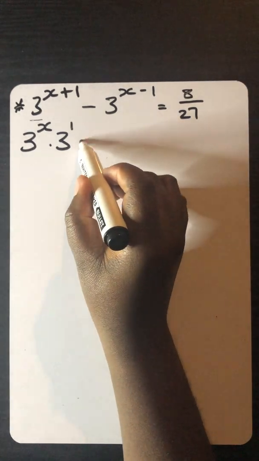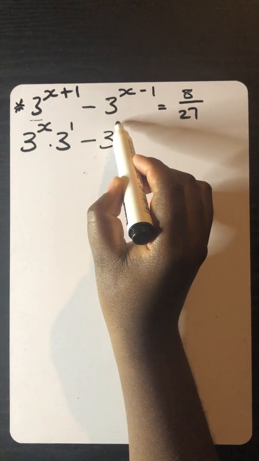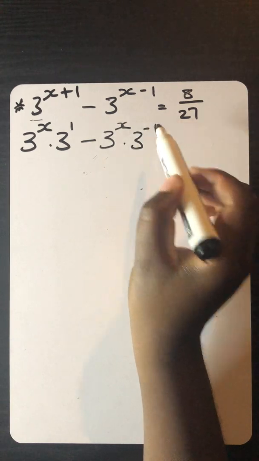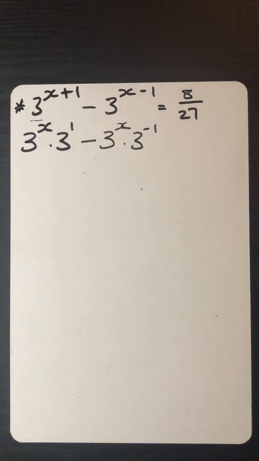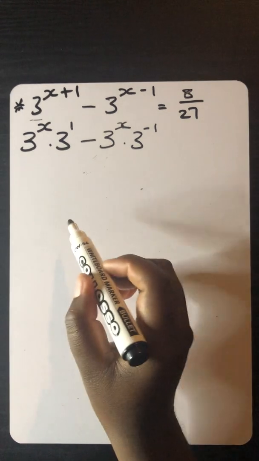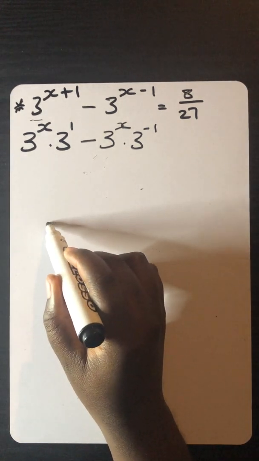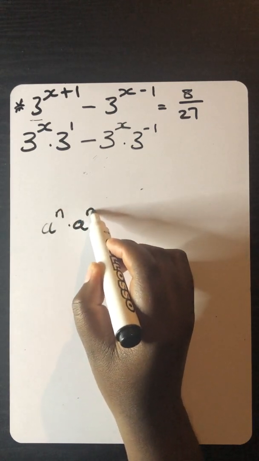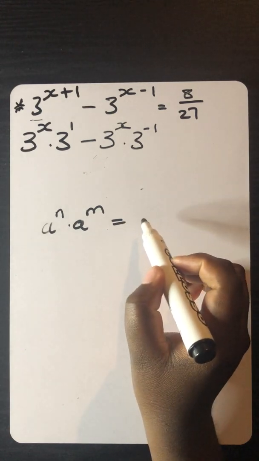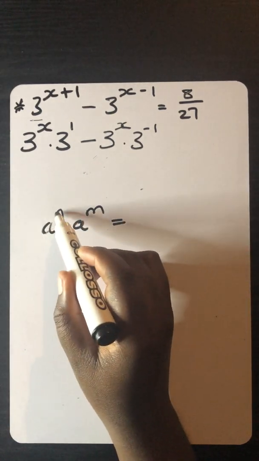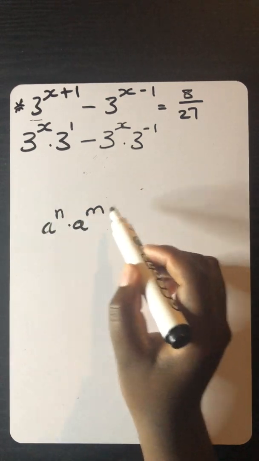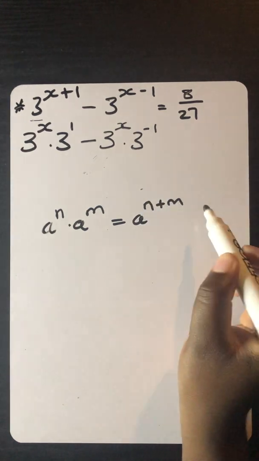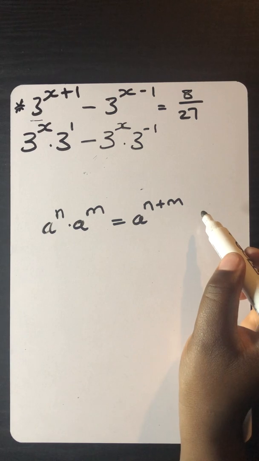Minus 3 to the exponent x multiplied by 3 to the exponent negative 1. Remember that rule which says a to the exponent n multiplied by a to the exponent m equals a to the exponent n plus m. This is one of the rules, ladies and gentlemen.